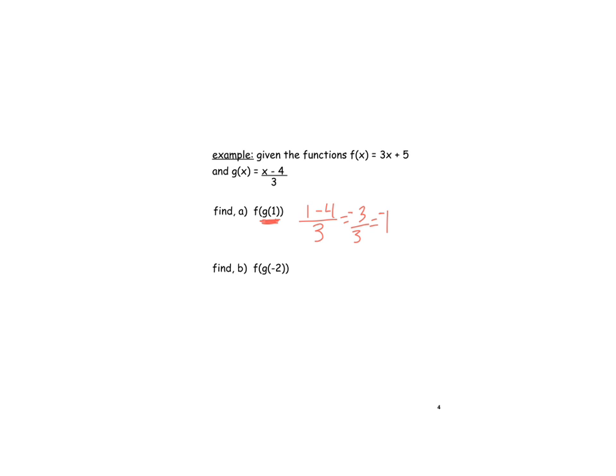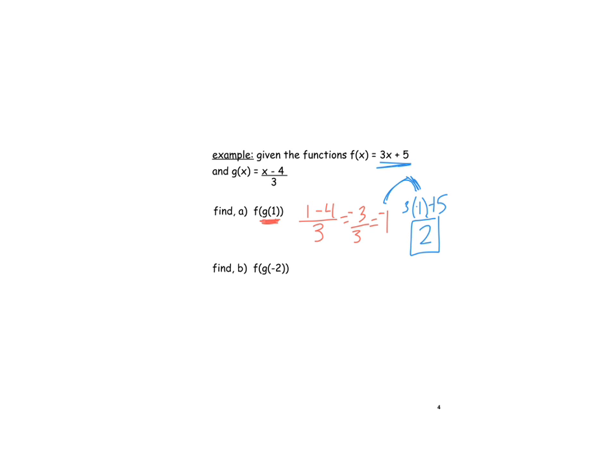And now I'm going to take the negative 1 and I'm going to plug into the other one, into f. So I get 3x plus 5. And again, I'm taking this answer now, the answer that I got for the first part, and plugging it in, negative 1. And so now when I put that in my calculator, or I do it the old-fashioned way in my head, I get positive 2.